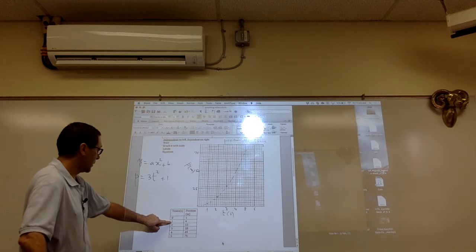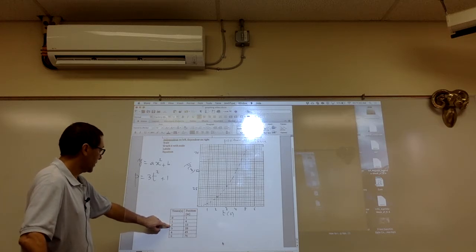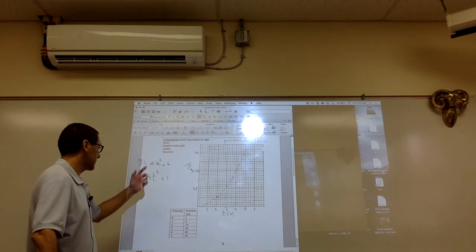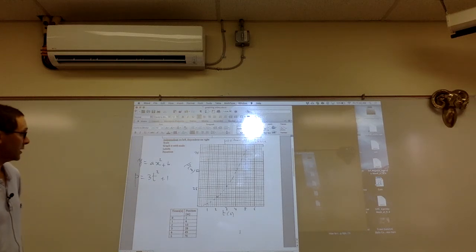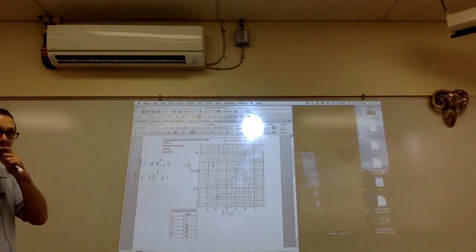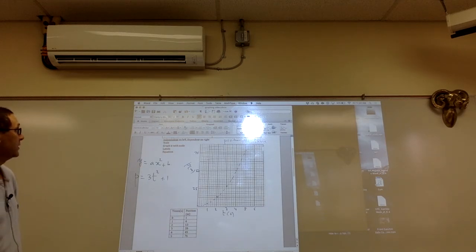So 3 times 1 squared, that's 3 plus 1 is 4. 3 times 2 squared, that's 12 plus 1 is 13. 3 times 3 squared is 27. So it's 27 plus 1 is 28. So that works. Okay, and that's pretty much how you graph. Now when you do it in LoggerPro it will actually tell you the equation of the line. All right. Thank you.